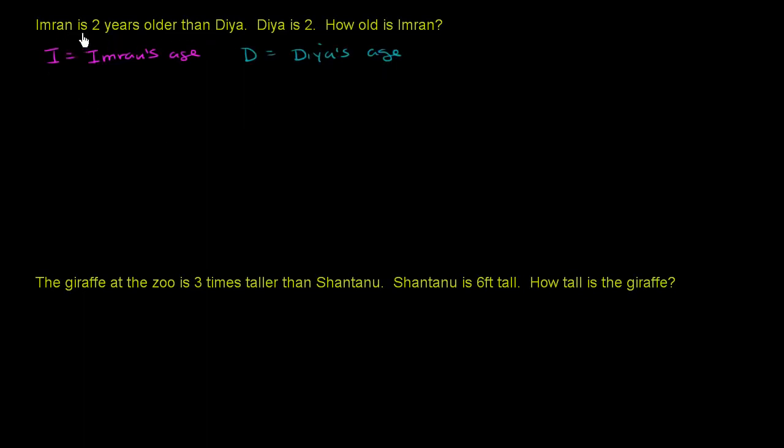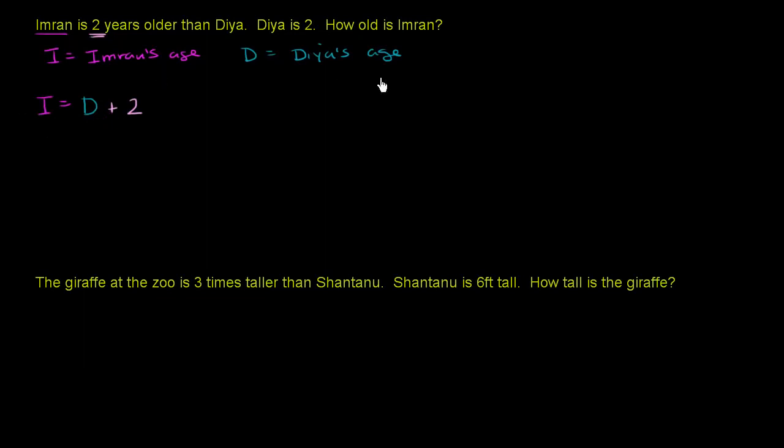It says that Imran is 2 years older than Dia. So Imran's age is going to be equal to Dia's age plus 2. That's what this first sentence tells us. Imran's age is Dia's age plus 2. Imran is 2 years older than Dia.